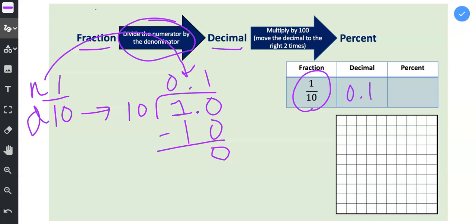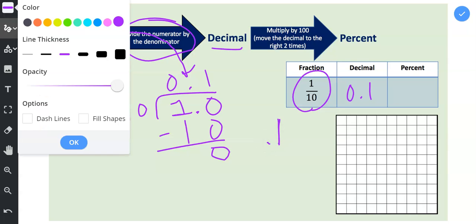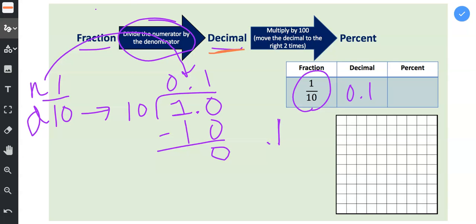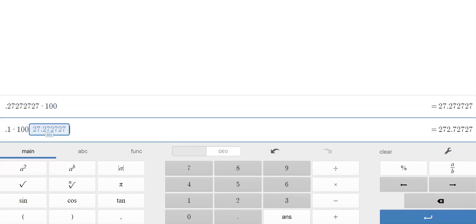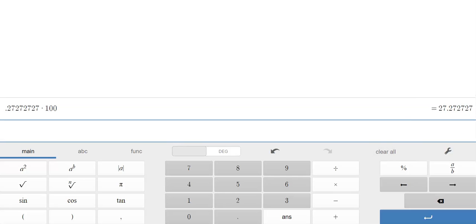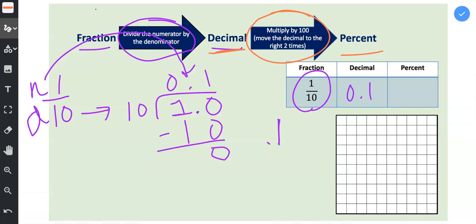And then to change this to a percent, to move from a decimal to a percent, we multiply the decimal by 100. So if you had 0.1 and you multiply it by 100, you would get 10, which is the same as moving the decimal 2 times to the right.